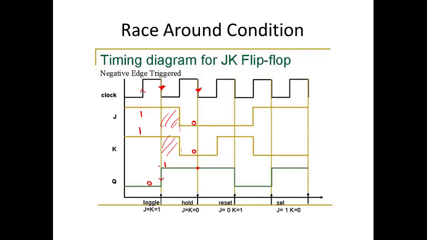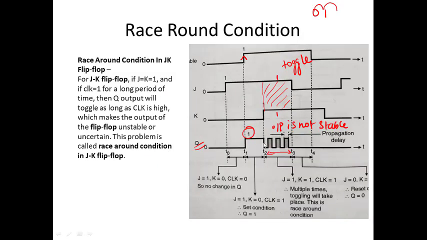Till here you will be having a toggling between 0 and 1. Even here, till here, you will be having toggling between 0 and 1 as like here. This is said to be race around condition. So, the only way to avoid your race around condition in case of JK flip flop is nothing but you need to use negative edge triggered flip flop. Keep this in mind.